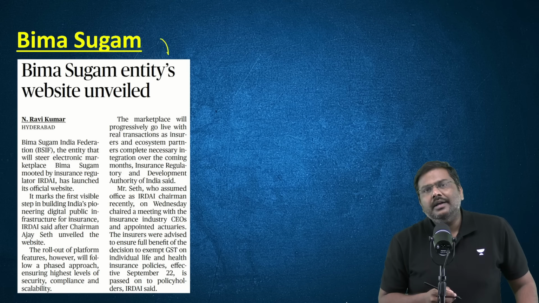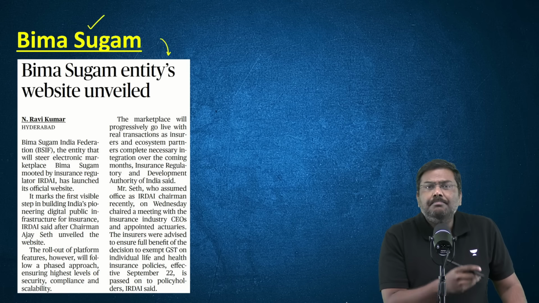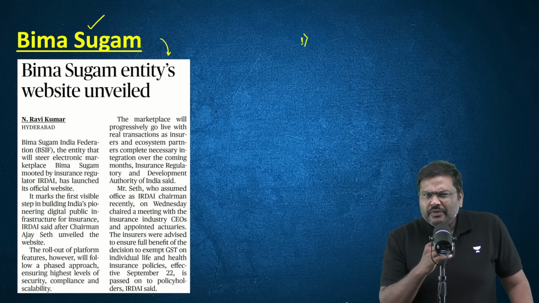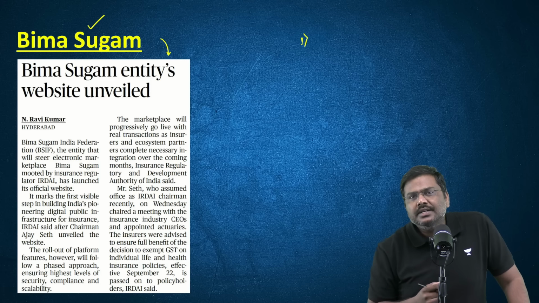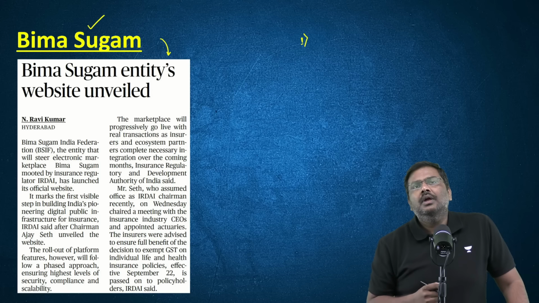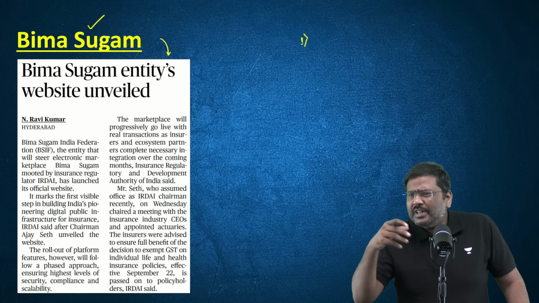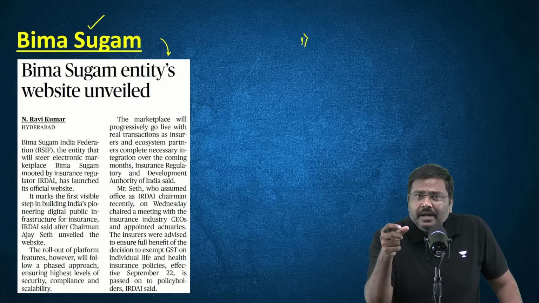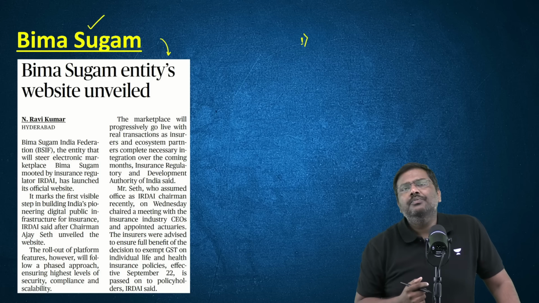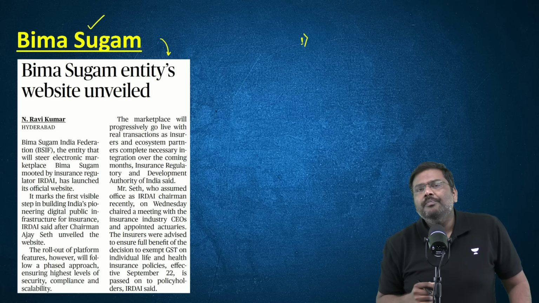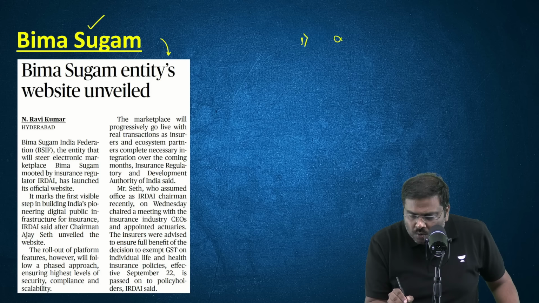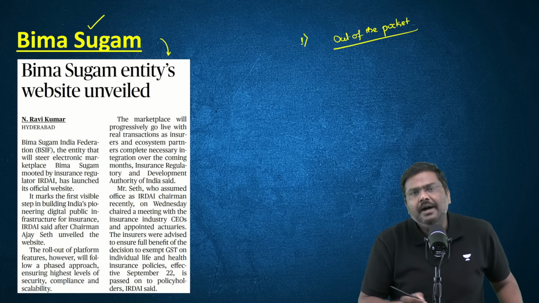The first very important article is associated with the concept or the portal of Bima Sugam. Point number one, in case of India, one of the issues that are very often discussed is insurance penetration. When we talk about healthcare or vehicle accidents, we require to take insurance. But in India, the insurance penetration is very, very low. And because of that, a lot of times, when it is the question of taking care of our healthcare expenditure, the out of the pocket expenditures are very, very high.